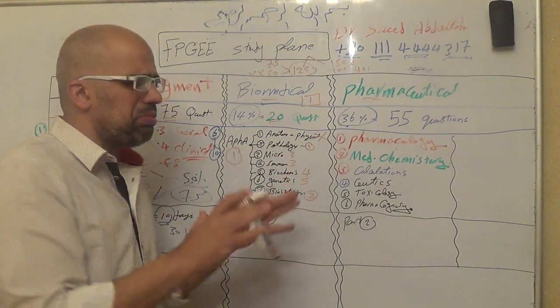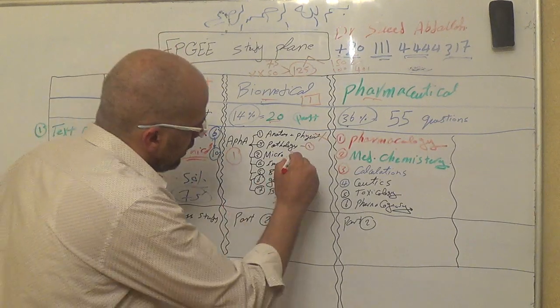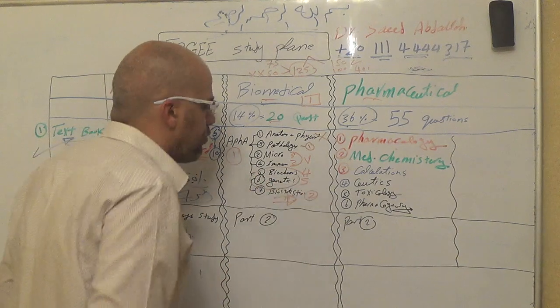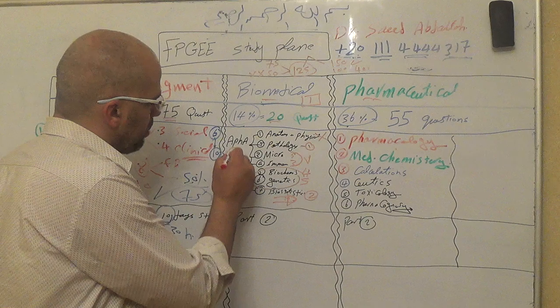This part contains 17, 18, maximum 20 questions. The most important ones are microbiology and immunology, and biochemistry and genetics are very important. You have to focus. And this is from chapter 1 in AFA.